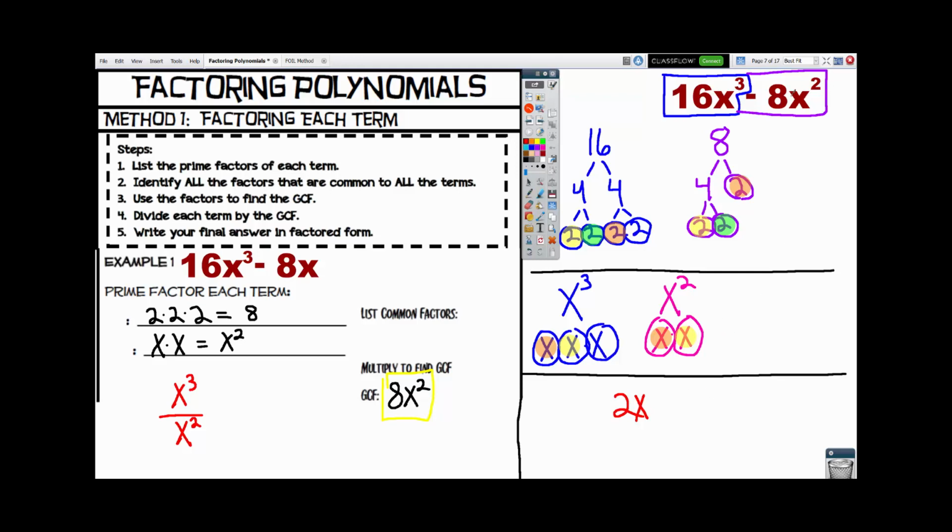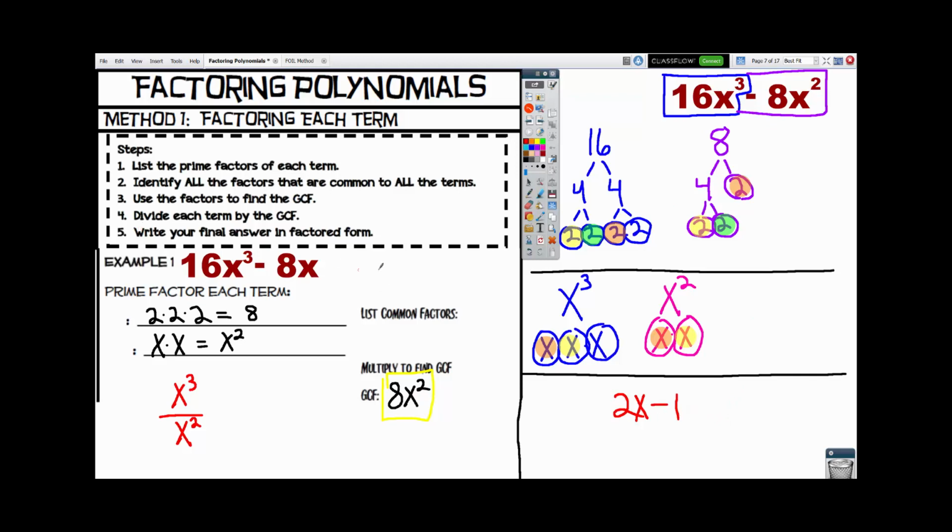Okay, and then we bring down the subtraction symbol, that's right here. And now, what's 8x to the power of 2 divided by 8x to the power of 2? Well, other than the number 0, anything divided by itself is 1. Okay, 8 divided by 8 is 1. X to the power of 2 divided by x to the power of 2 is 1.